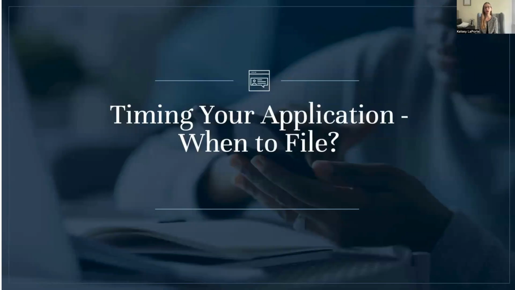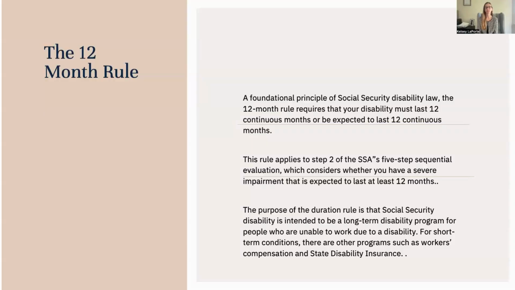It's important to time your application correctly. Here's what you need to know about when to file the application. As you navigate the Social Security disability application process, there's a term that often comes up, and it's important to understand. That's the 12-month rule. You might have heard your disability needs to last a certain amount of time in order to qualify for benefits. But what exactly does this mean, and why does that matter?